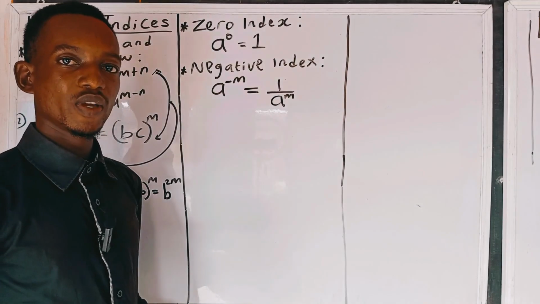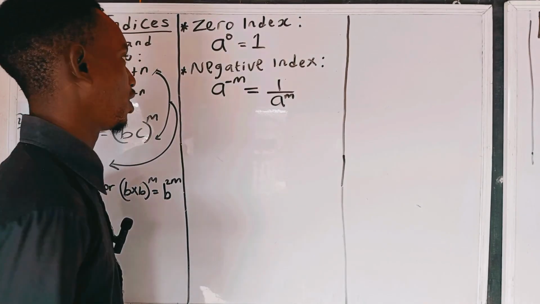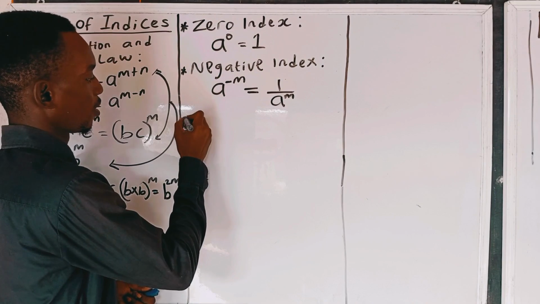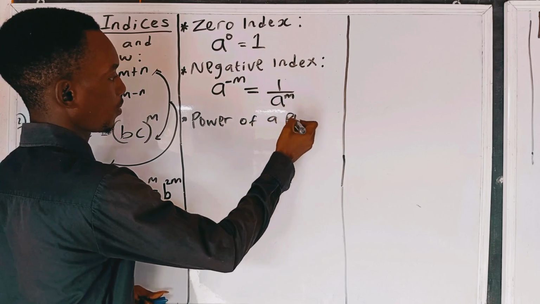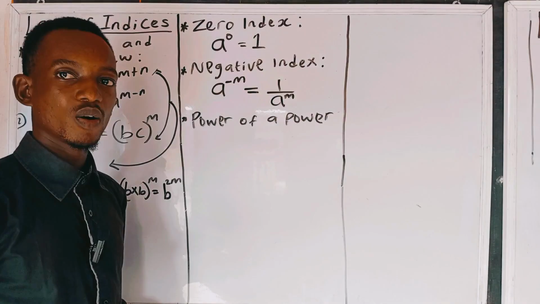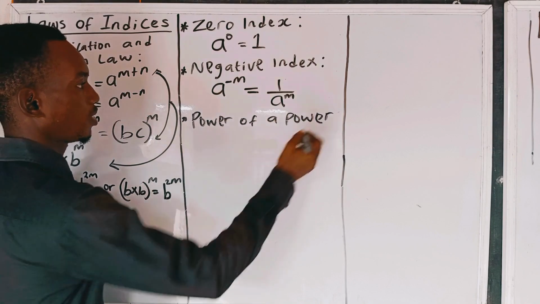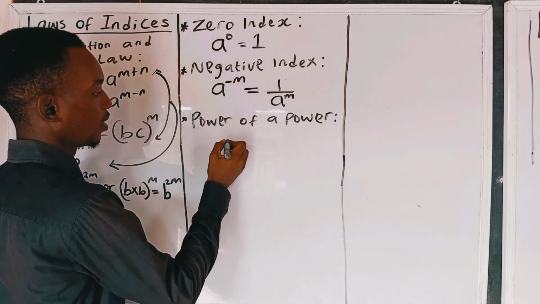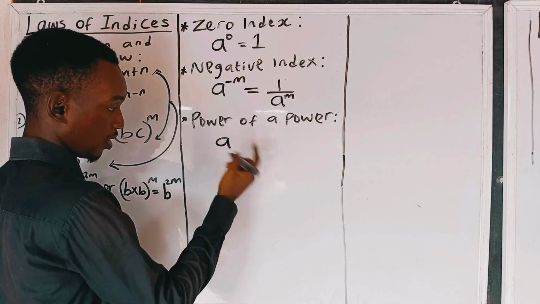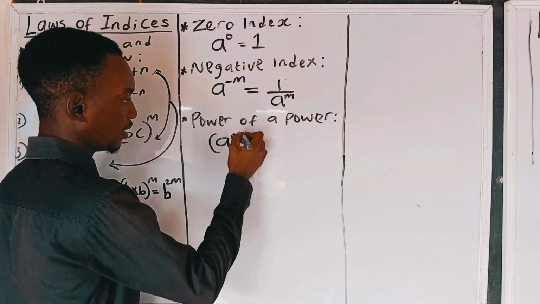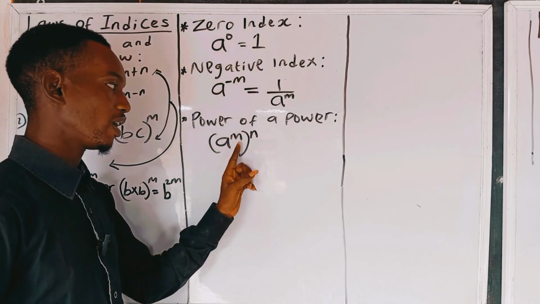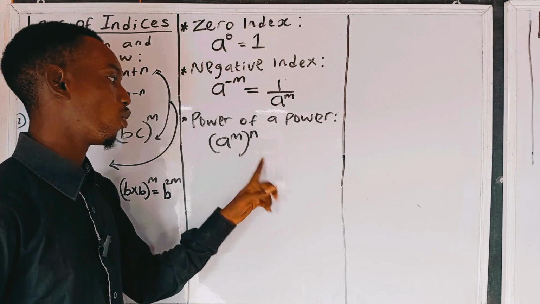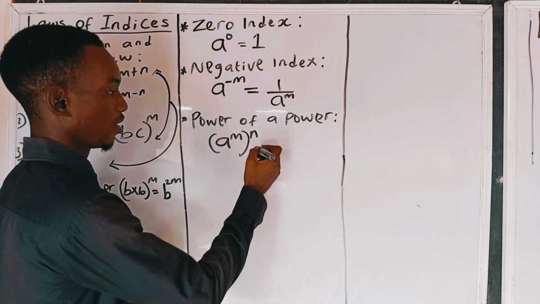The next law now is power of a power. What is that? Power of a power. What does this mean? It means that when you have a number or a letter that has a power and it has another power, there's a power here and there's another power here. Now what do we do here? How do we evaluate this?